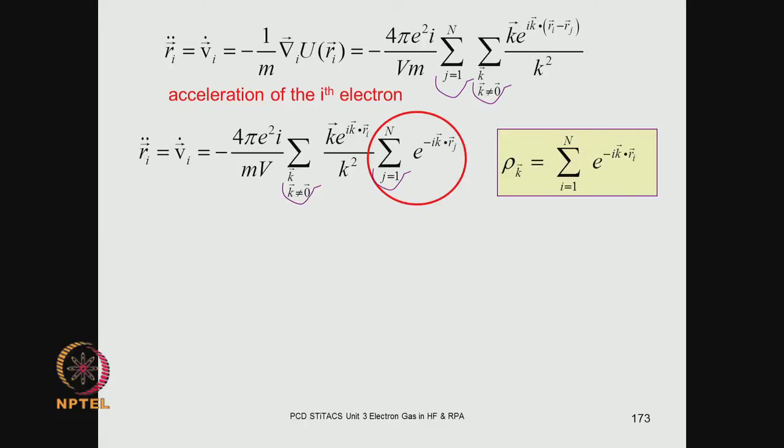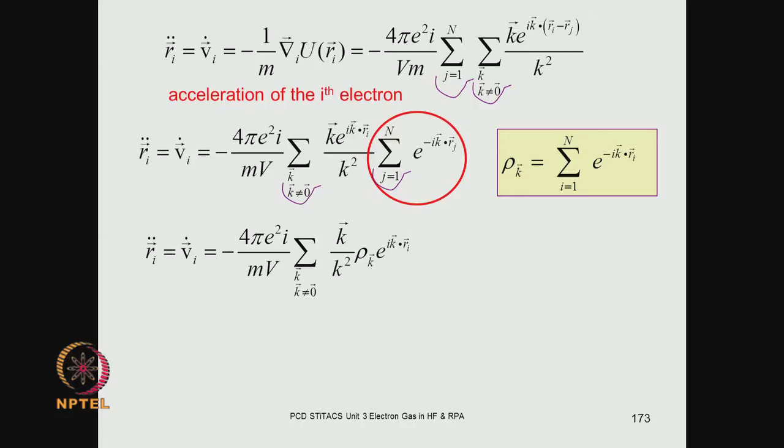So, what does it tell us? That this term, e to the i k dot ri, when you sum over i going from 1 through n, is exactly the same term. This is nothing but the Fourier component rho k. So, in the expression for the acceleration, which is the time derivative of the velocity, these terms remain the same. You have got i, you have got the sum over k, k not equal to 0, all that is fine. You get k over k square. Here you have got e to the i k dot ri, which is nothing but the Fourier component rho k. So, rho k is appearing here.